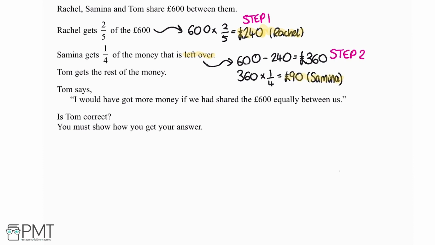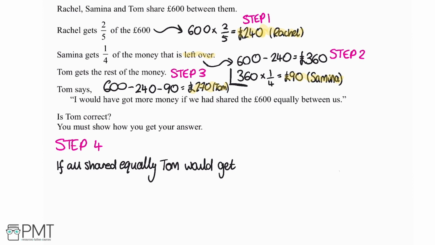So this is step 2. So we've used what we got in step 1 to work this out in step 2. Now step 3, we're going to work out how much money Tom gets. So Tom gets the rest of the money. So if we started off with 600, and then we took away the 240 that Rachel got, and the £90 that Samina got, that leaves Tom with £270.